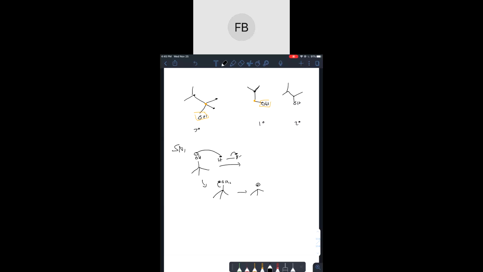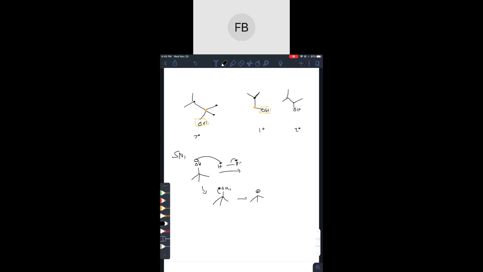So what happens after this is that your Br is going to come in with its negative charge and just attack the positive charge of the carbocation. And then what you get is that same structure, but instead of where the OH was, you have a Br now. And I suspect you may be asked to do this mechanism on the final exam. So definitely try to memorize that.